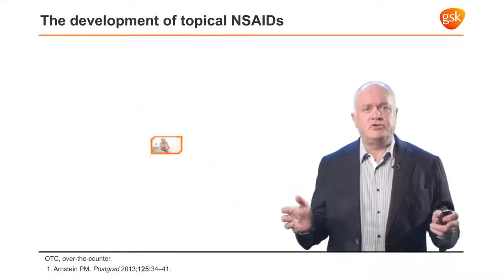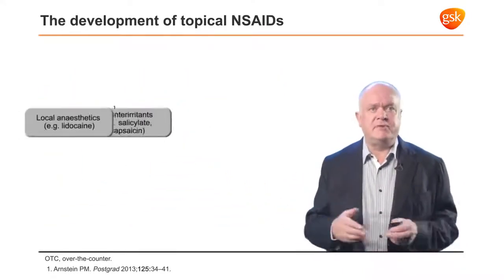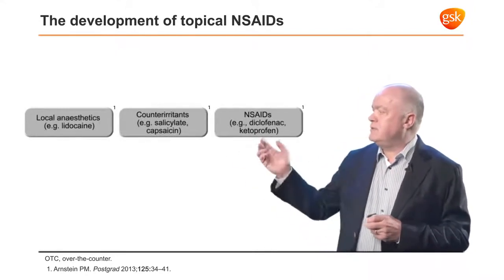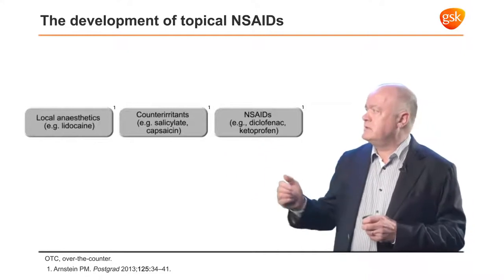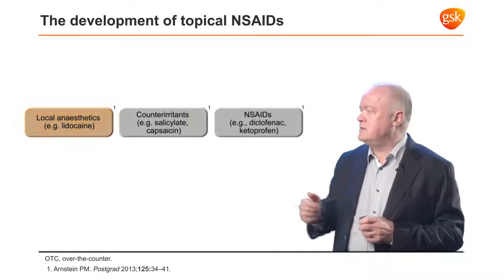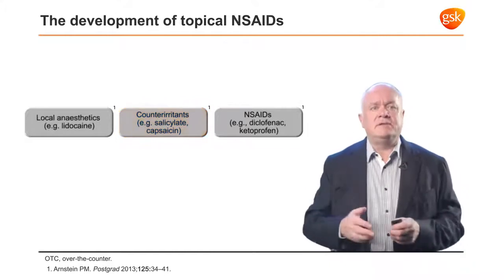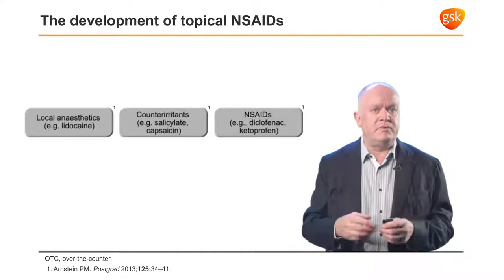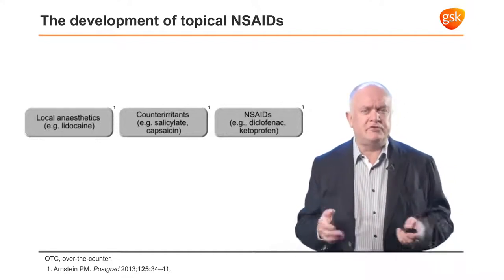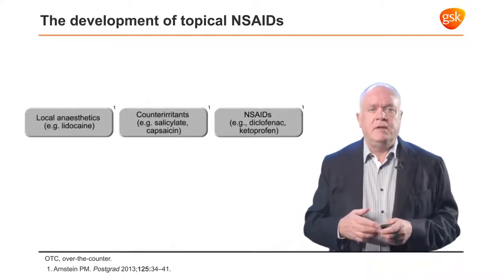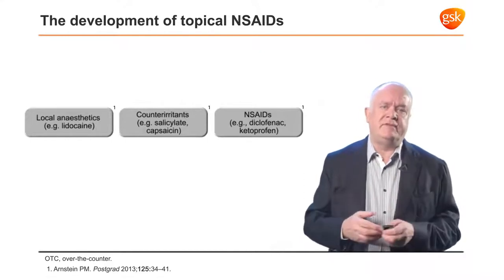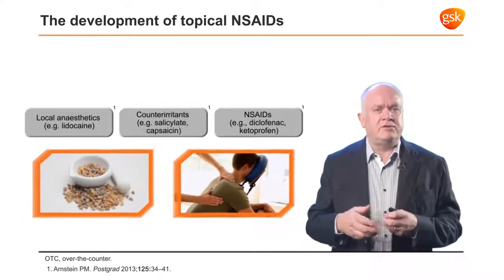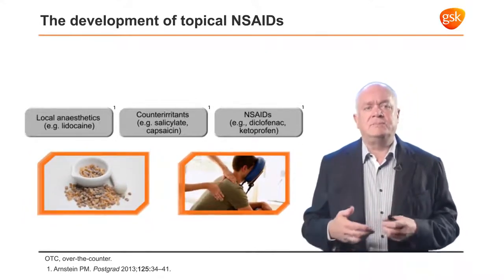The use of topical treatments for pain is also well established in history. They are classified into three groups as seen on your screen: local anesthetics, counter-irritants, and also the NSAIDs themselves. Topical NSAIDs provide an additional option in patients for whom oral treatment remains inadequate or is contraindicated. This builds upon the natural ways of alleviating pain, for example, rubbing and massaging, but also adds a pharmacologically active analgesic to increase pain relief further.